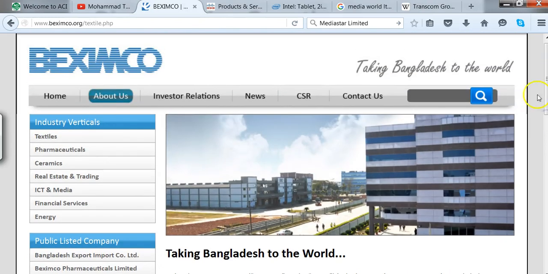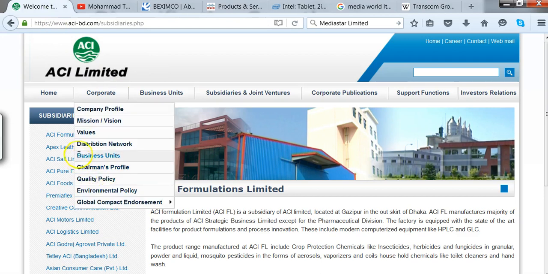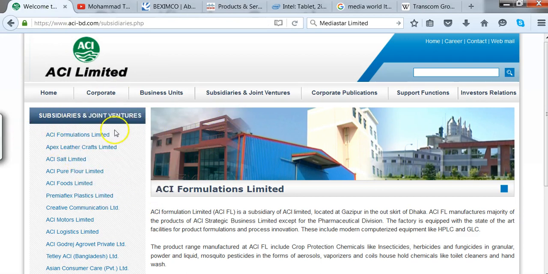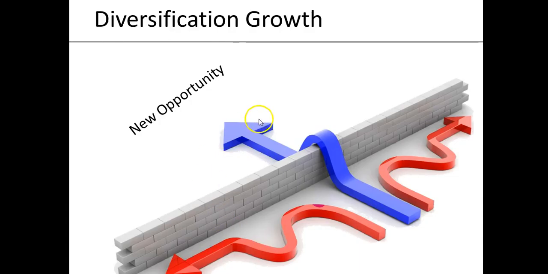So this is like a diversification of growth, an example of diversified growth. The same applies to ACI. They were simply a pharmaceutical company, but now you see food, motor vehicles, logistics, beauty items, food items, everything you find there in them. So here when we think about diversification of growth, we have many opportunities to find out how we can grow.